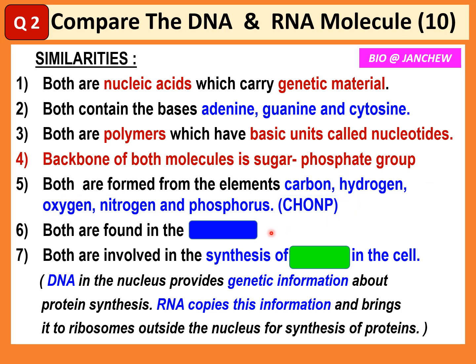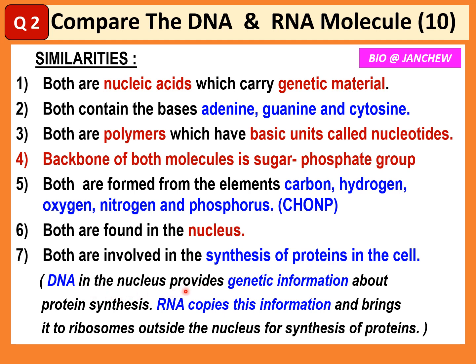Both are found in which part of the cell? Yes, the nucleus. And lastly, both are involved in the synthesis of a substance in the cell. What is the substance? Good, proteins. Right, so now let's have a look at how the 2 nucleic acids are involved in the synthesis of proteins in the cell.